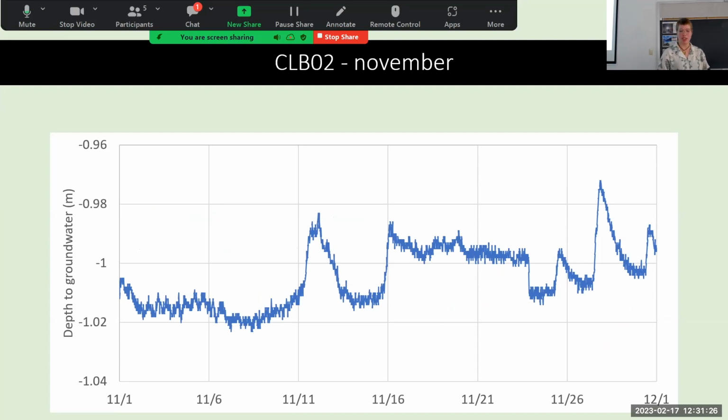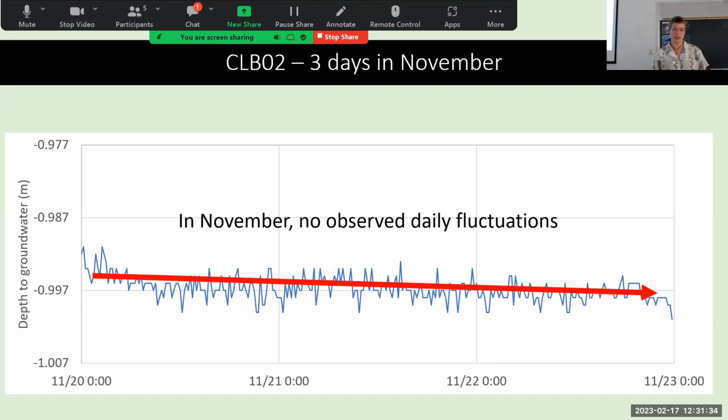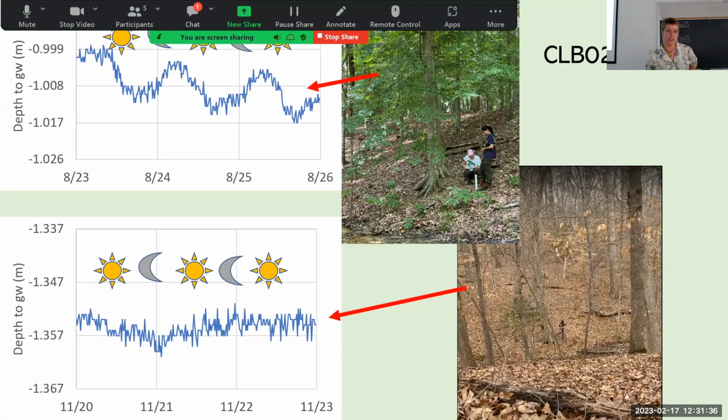And then in November, there's nothing. It's just a straight line, give or take. Like there are some fluctuations, but it's not the daily pattern that we see. No observed daily fluctuations.